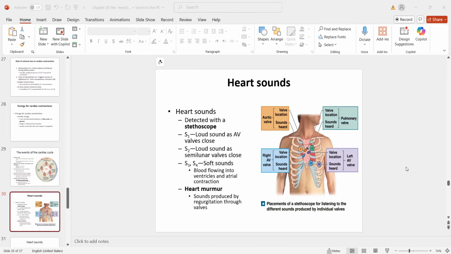Rather than valve action, if the valve cusps are malformed or there are problems with the papillary muscles or chordae tendineae, the heart valves may not close properly. Then atrioventricular valve regurgitation occurs, and this occurs during ventricular systole.